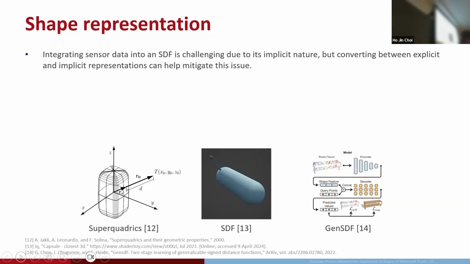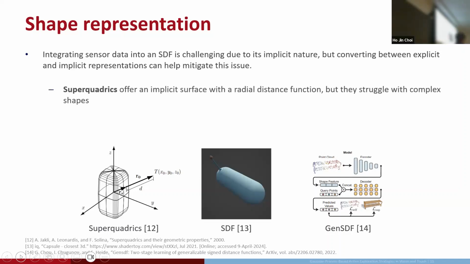So what people usually do is a conversion between explicit and implicit representations to optimize or fit the implicit representation. One example is the superquadric, which is an implicit surface representation and also an actual parametric surface representation with a radial distance function. People usually fit this superquadric to the point cloud of the object to get the representation of the object. However, the good side of the superquadric is that it's very compact, but it's also too compact to represent very complex surfaces. So the way to deal with complex surfaces is using a composition of superquadrics.